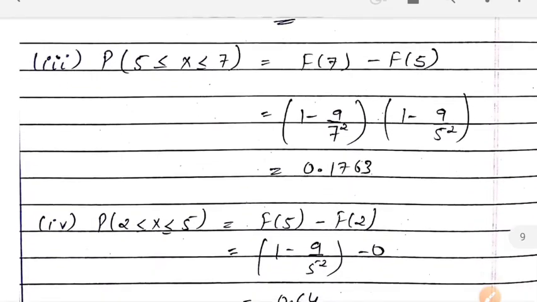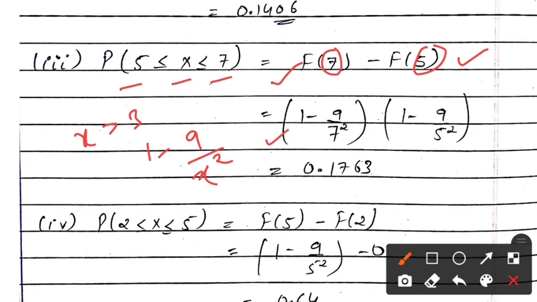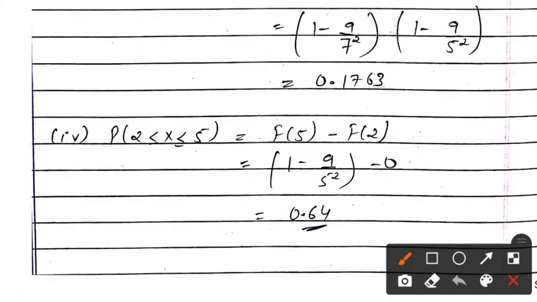Next term, between 5 and 7. So what we will do is F of 7 minus F of 5, and this comes in the interval for x greater than 3. It was 1 minus 9 upon x square. Your x here is 7 and your x here is 5. So 1 minus 9 upon 7 square minus 1 minus 9 upon 5 square. On simplifying this, you get 0.1763.